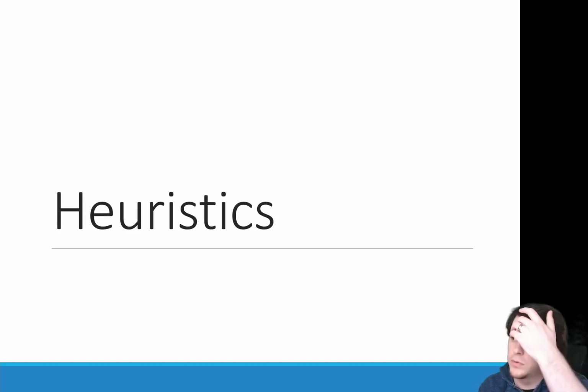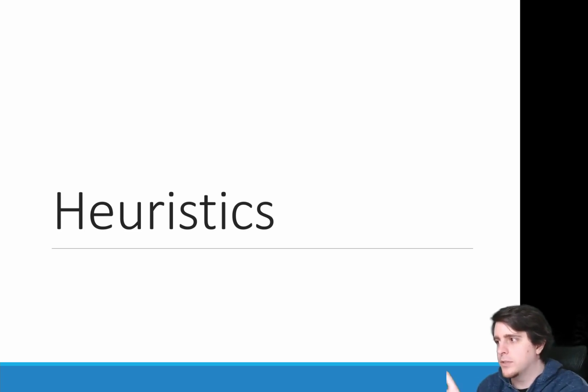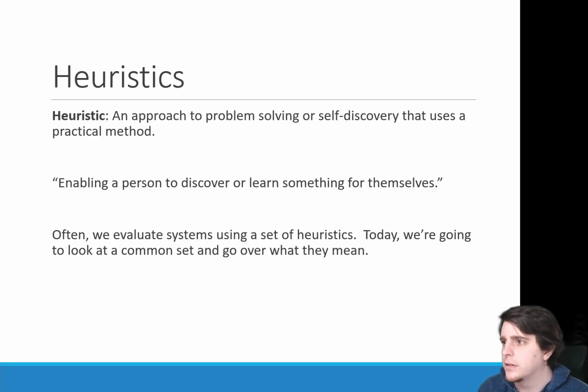But heuristics is one of those words that sounds a lot spookier than it actually is, right? Because it comes from more scientific approaches to things. A heuristic is basically an approach to problem solving or an approach to self-discovery that uses a practical method. And if you're seeing this word and this definition for the first time, you're probably in the same space as I was when I saw it for the first time. I'm like, wait, what? And so we think about heuristics as things that enable a person to discover or to learn something for themselves.